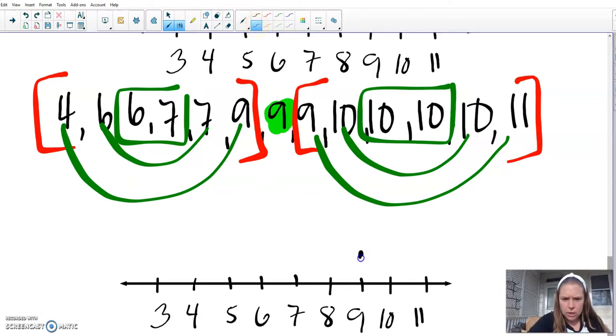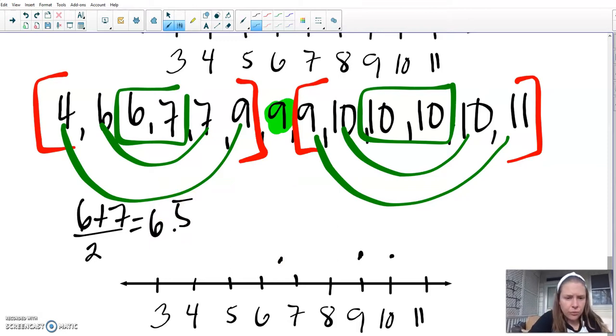Oh, my dot erased here. So median is 9, upper quartile is 10. Lower quartile is going to be 6 plus 7 divided by 2. That's going to be 6.5. So just put a little dot in between 6 and 7. Our least value is still 4. And our highest value, greatest value, is still 11.